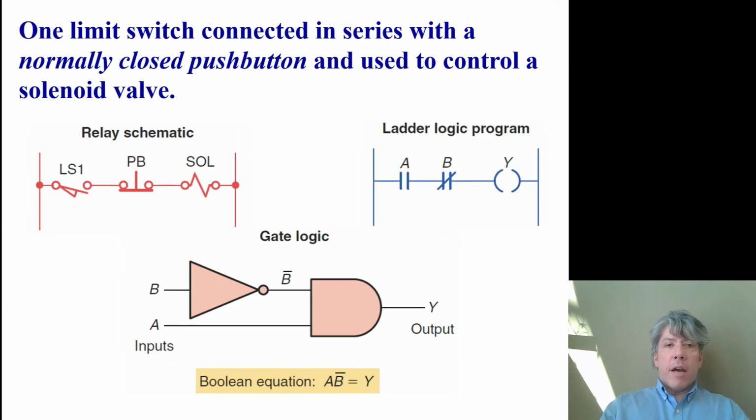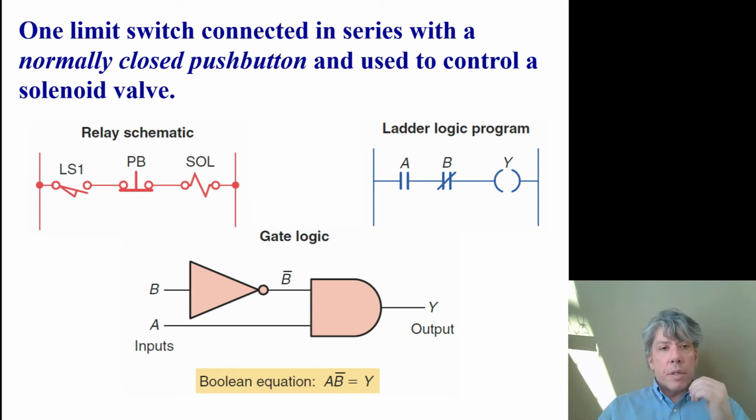What about if we have a normally closed push button, for example, in series with a normally open limit switch? What would happen then? Well, obviously, if the limit switch is activated and the push button is not activated, then the solenoid will come on. And the ladder logic program illustrates this. It says if A is true and B is not true, then turn the output on. Now this is a little bit confusing. Let's finish this off, but then let me explain what's wrong with this.